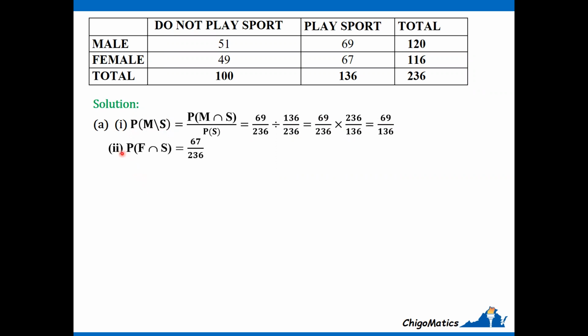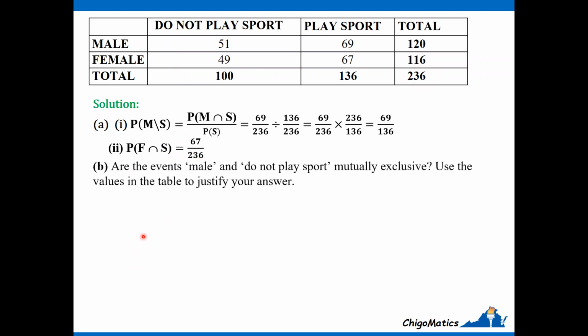Now we've got number, Roman figure 2, probability of female intersection plays sport. That means all we need is female and plays sport. That is 67 over the total number of learners, which is 236, and that's the probability. Then, are the events male and do not play sport mutually exclusive? We are supposed to use the values in the table to justify your answer. That means you cannot say yes, they are mutually exclusive, without showing why you are saying yes or no.